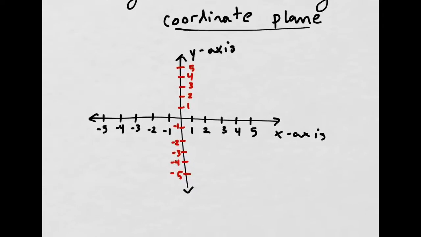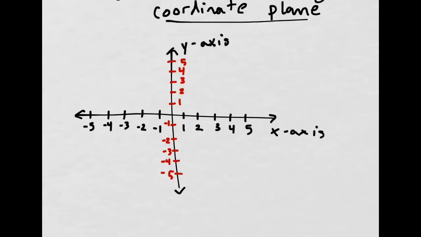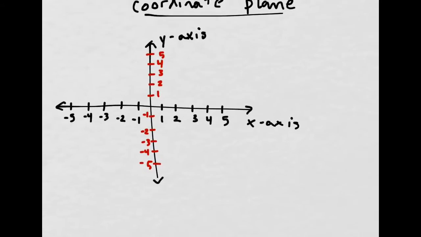This is the coordinate plane, and we have the axes. We have positive x-axis, positive y-axis, negative x-axis, and negative y-axis. That's the negative x-axis. Then the next thing that we are going to talk about are quadrants.